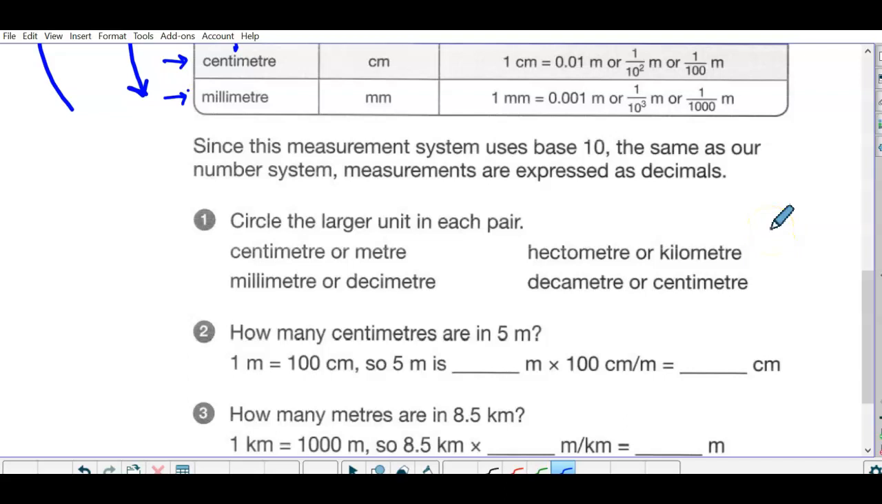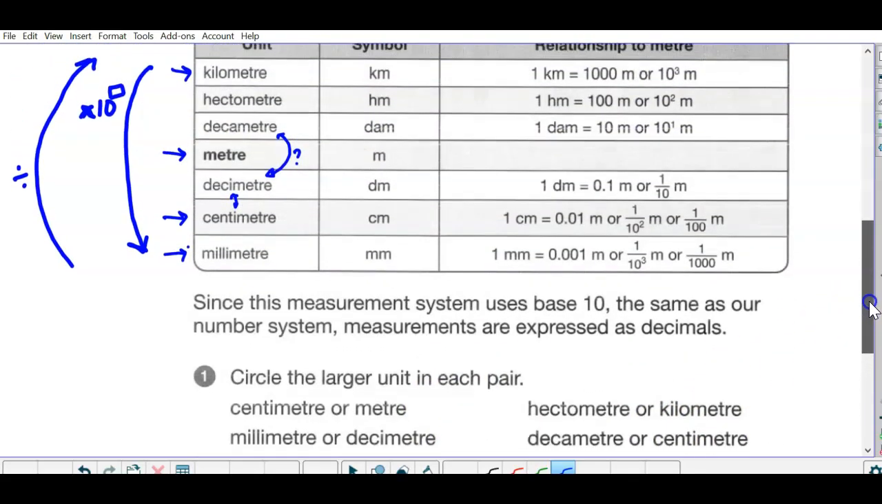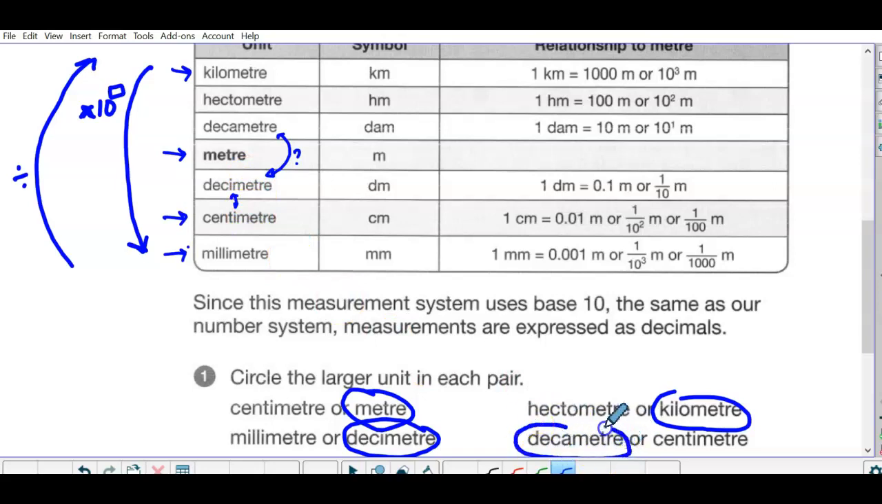Circle the larger unit in each pair. So you can just look at the chart. As I said, the largest is at the top. So if we compare centimeter with meter, meter is the largest unit. Millimeter with decimeter, decimeter is the largest unit. Hectometer with kilometer, kilometer is the larger unit. Decameter and centimeter, decameter is the largest unit.